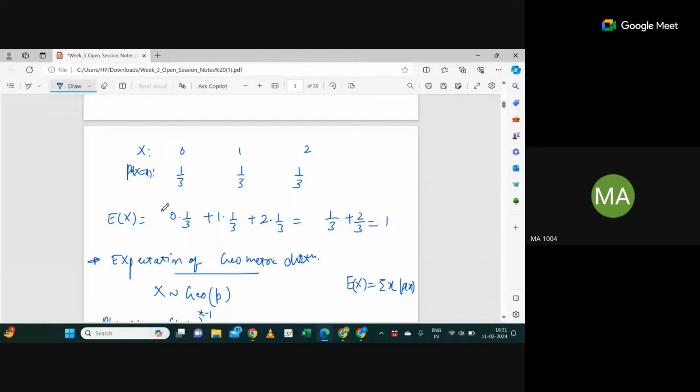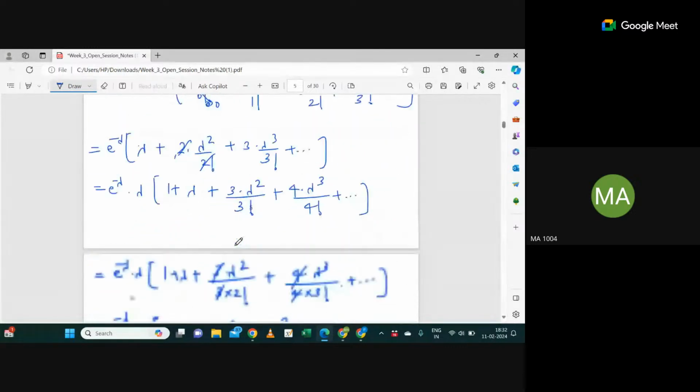Suppose I ask for the expected value of 2x. So this should be the same as 2 times the expected value of x, right? As per the property. So expected value of 2x will be what? The values will be 0, 2, 4, correct, for 2x. So it will be 2 plus 4, which is 6 by 3, which is 2, right? Expectation of 2x. Now, this is the same as 2 times the expectation of x, equal to 2 into the expectation of x, which was initially 1. Is this clear? Okay.